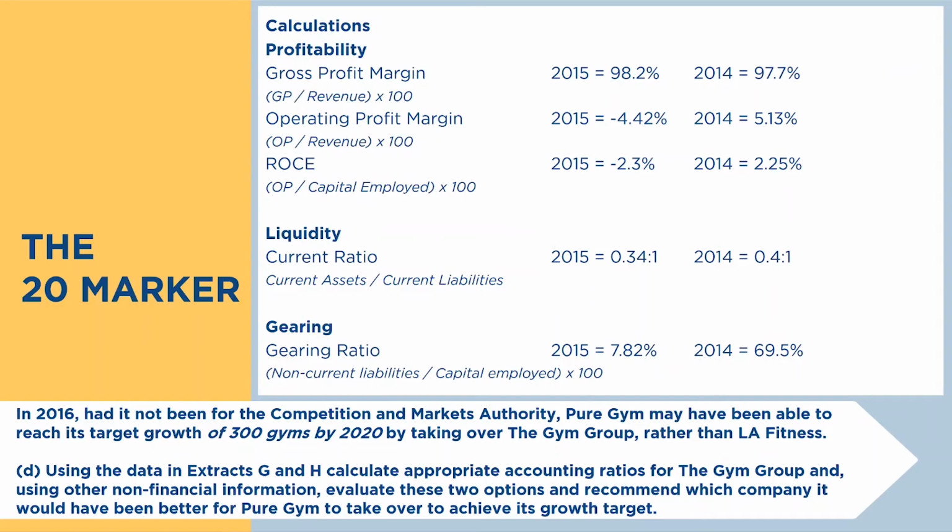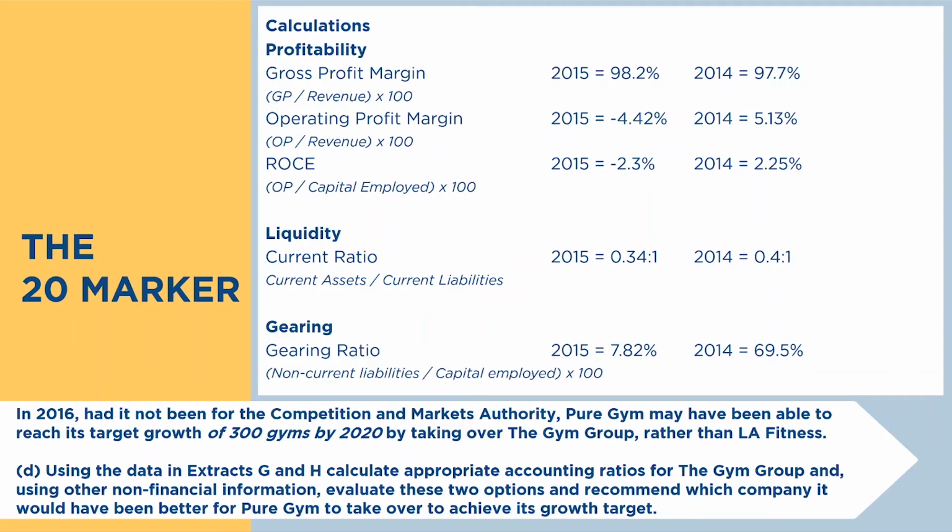So the calculations we can do: 3 profitability calculations, a liquidity calculation, and a gearing calculation. My advice would be do all the calculations you can do, because the information's been given to you for a reason. It's been given to you so that you can use it to make a point. You don't necessarily have to use them all though, and in fact in my answer I don't use them all.